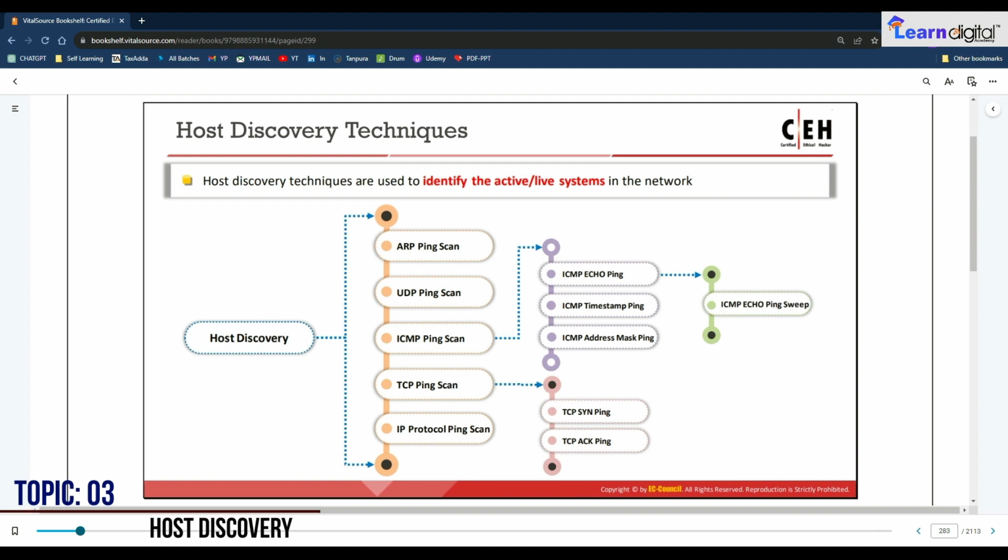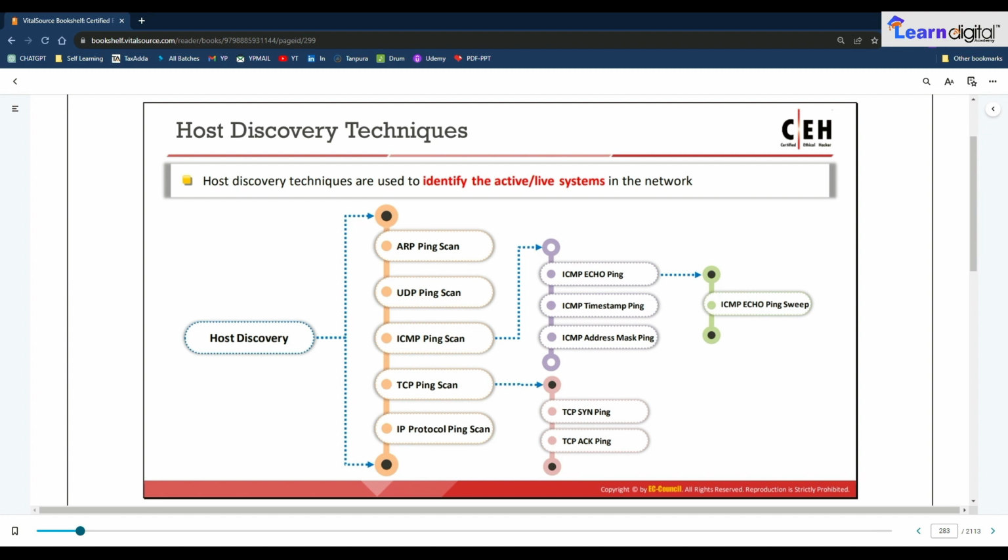Well, the next point is host discovery. Scanning is the process of gathering information about the systems that are alive and responding on the network. Host discovery is the primary task in the network scanning process. To perform a complete scan and identify open ports and services, it is necessary to check for live systems.